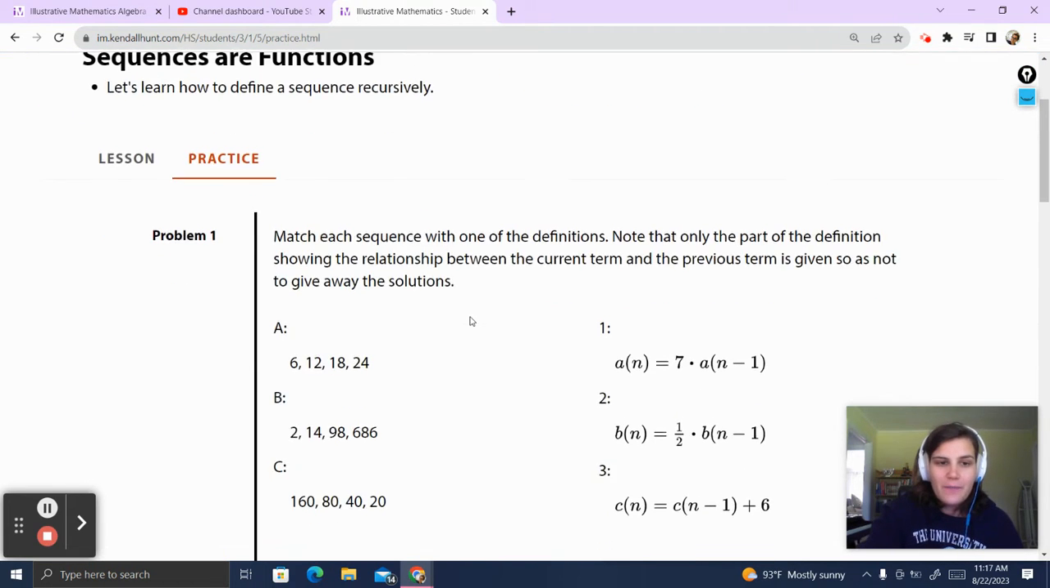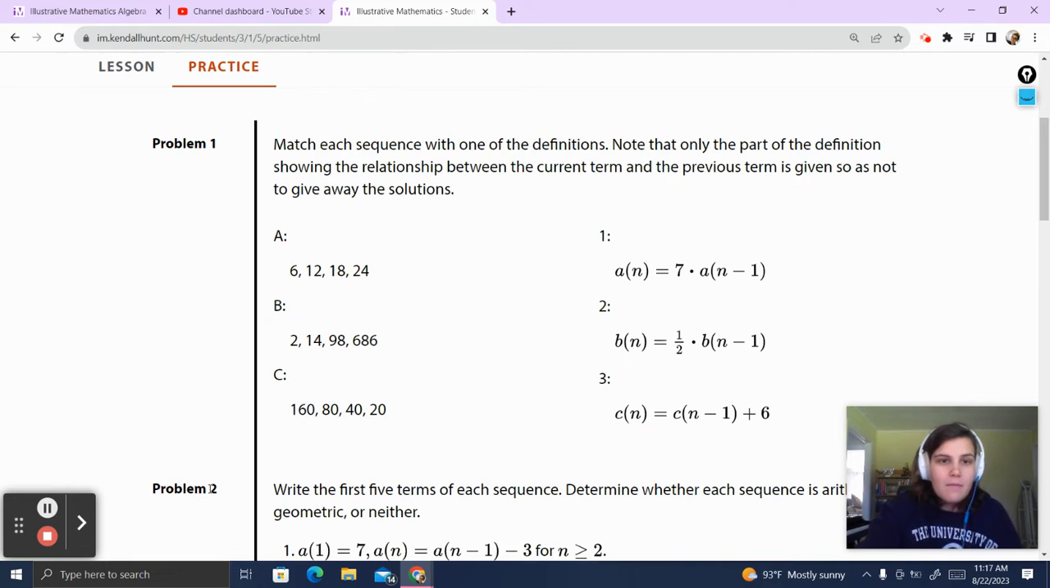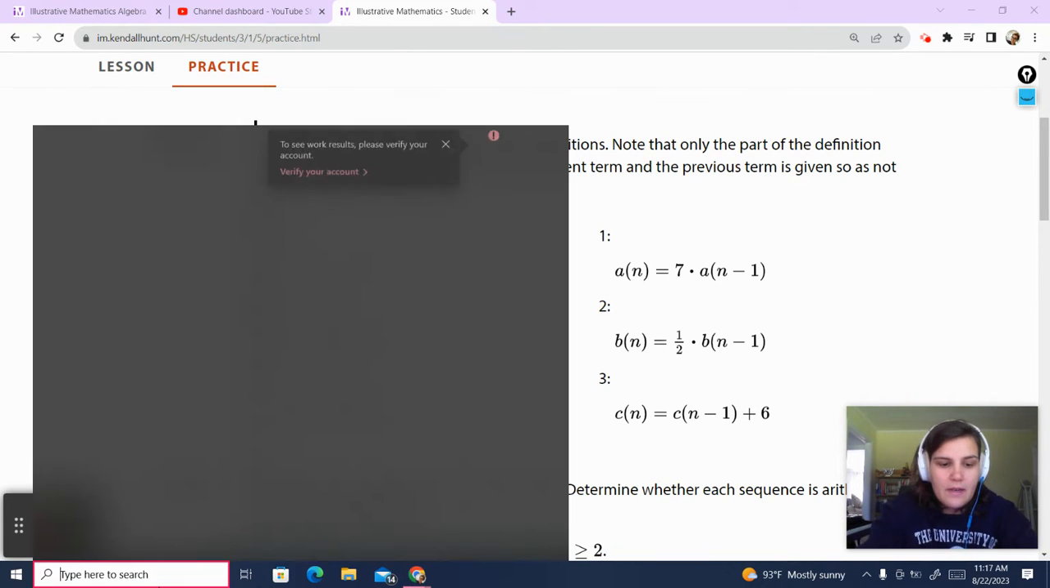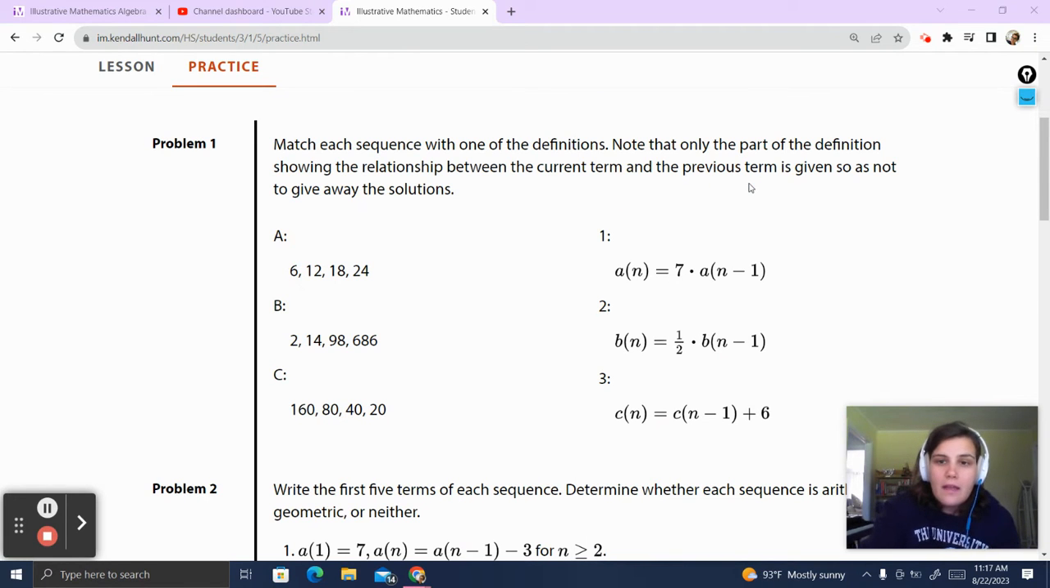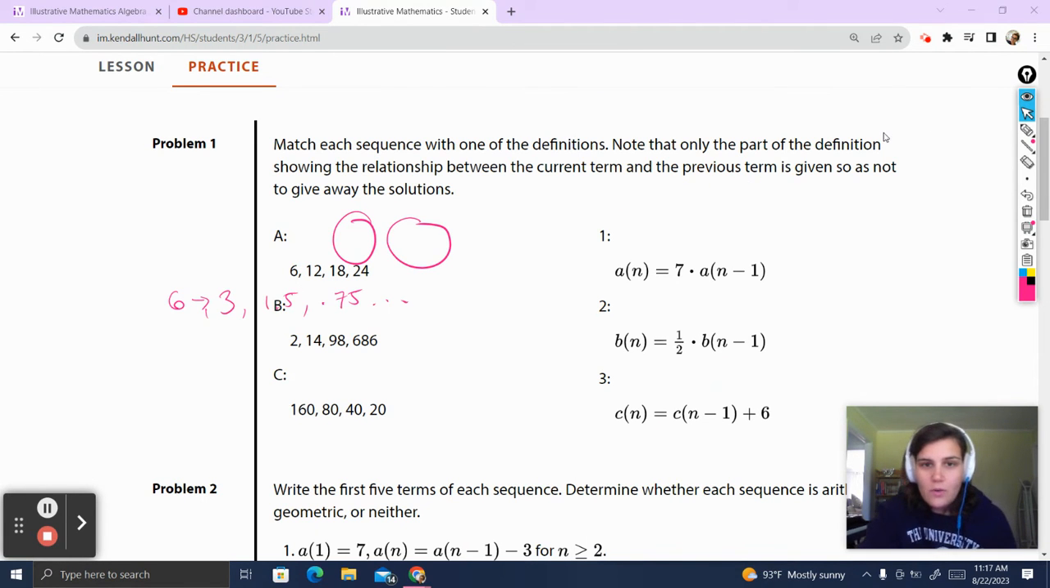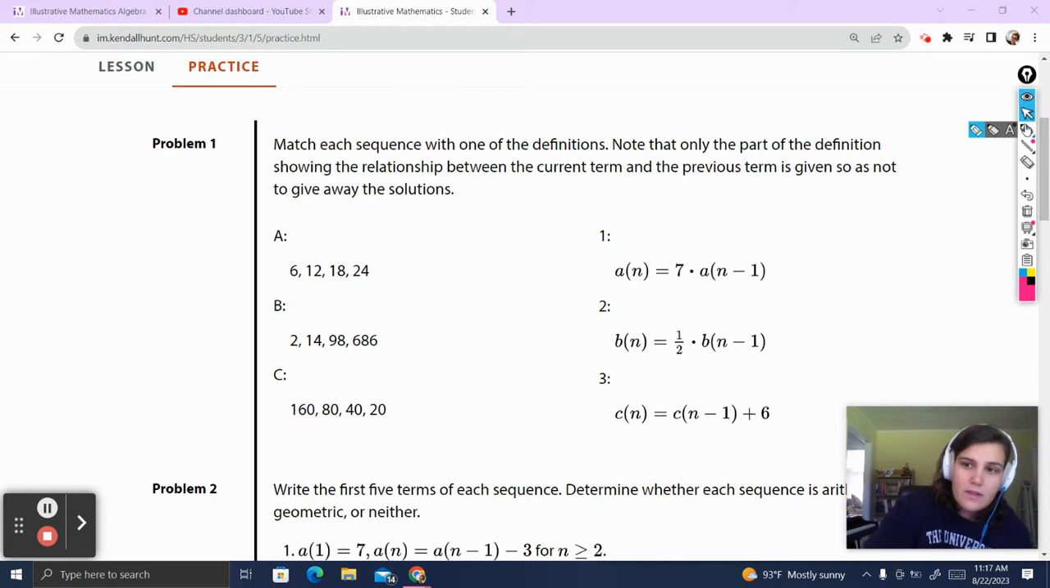Let's get started. Problem 1. Match each sequence with one of the definitions. Note that only part of the definition is given, showing the relationship between the current term and previous term, so as to not give away the solutions.